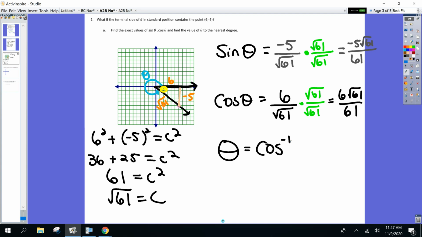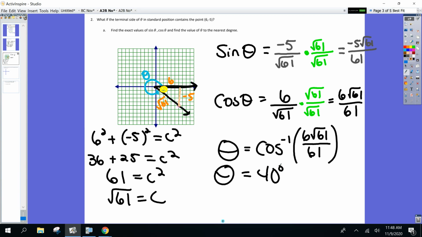And there's a great reason behind it. Maybe later on in the unit we can talk about it. But right now, just trust me, use the positive fraction when you find the inverse. So I'm going to do inverse cosine, 6 radical 61 over 61. So everyone go ahead, go to your calcs. And then everyone's going to see an interesting answer there. To the nearest degree, what's your calculator giving you? About 40? That doesn't make any sense, though. We're in the 4th quadrant.